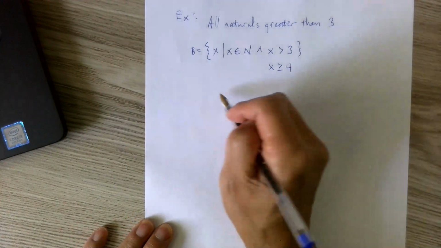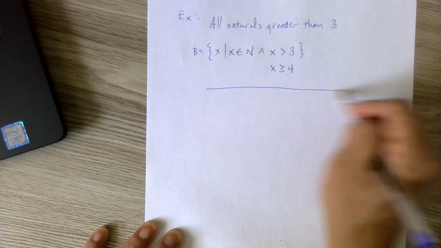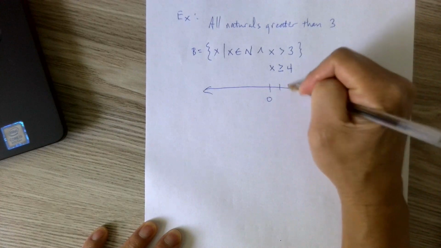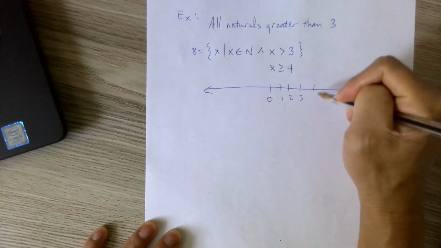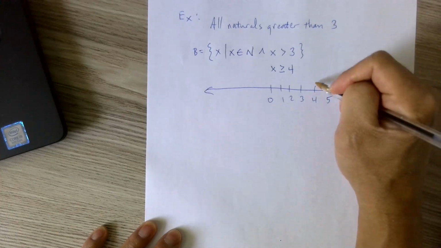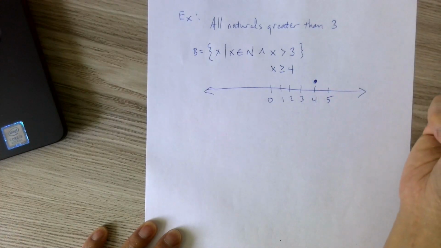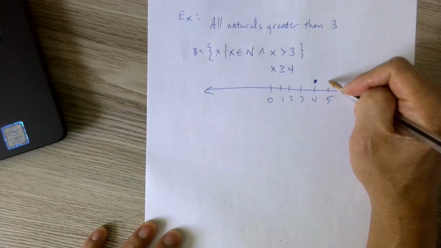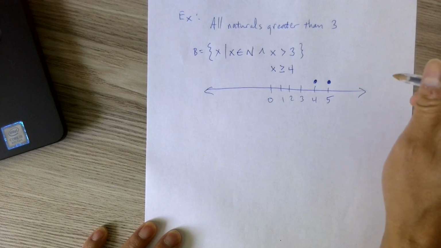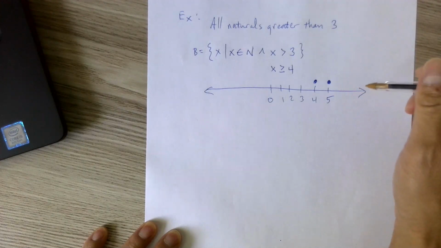Okay, now the graph. 1, 2, 3, 4, 5. So I know I need 4. And I know I need 5, because that's greater than 4. And I know I need every natural number greater than that. So how in the heck do I graph that?